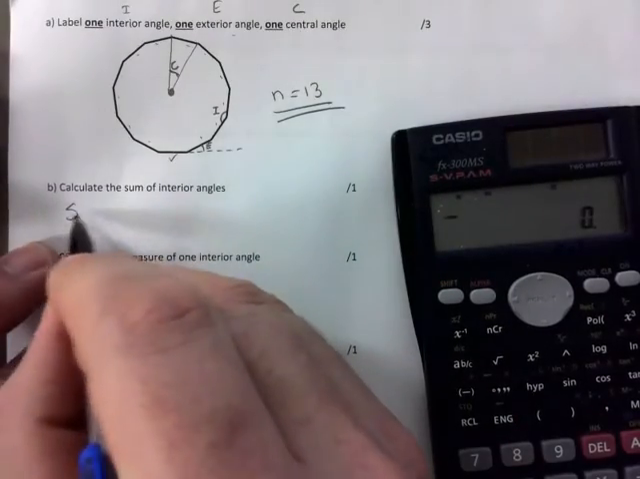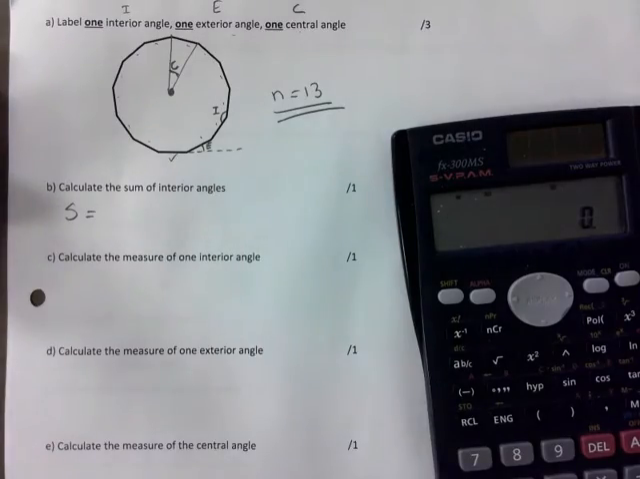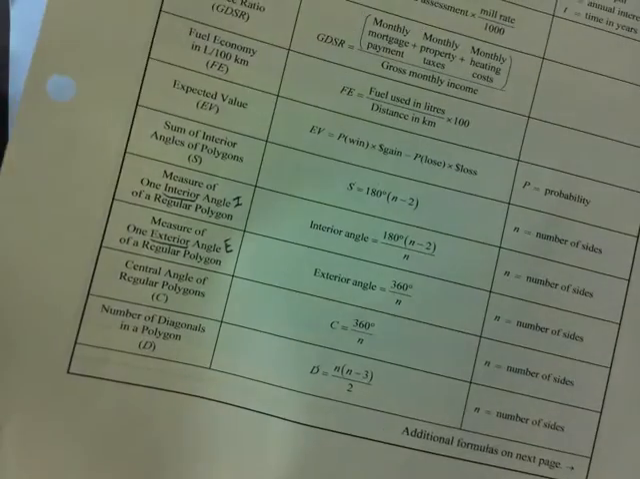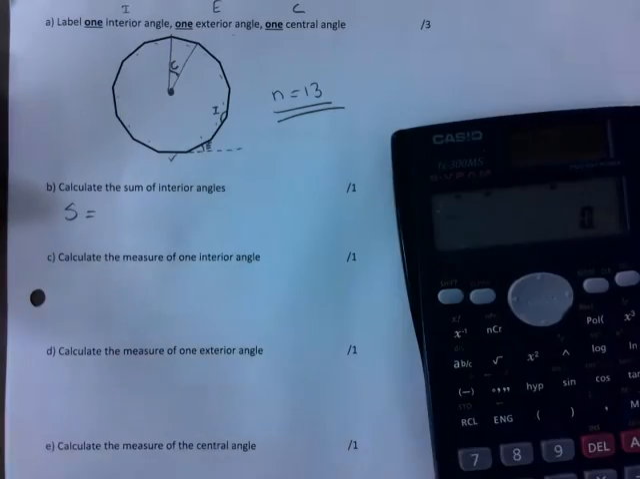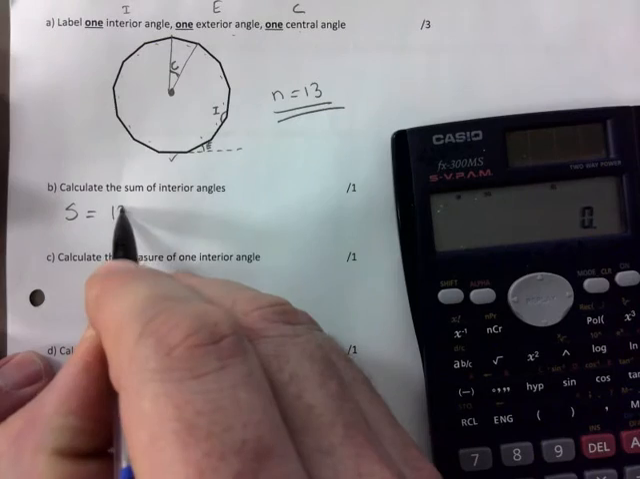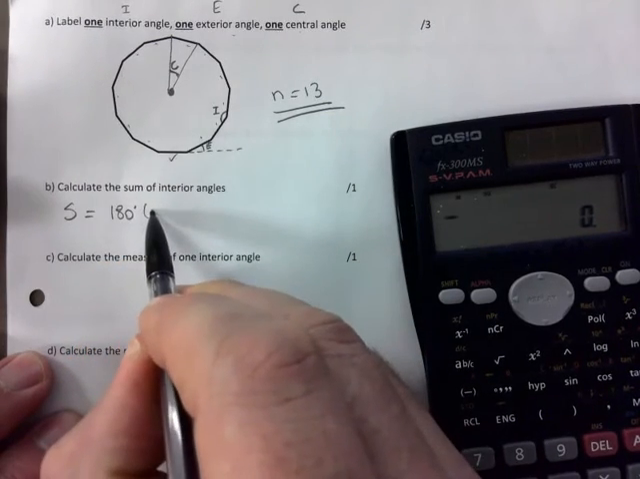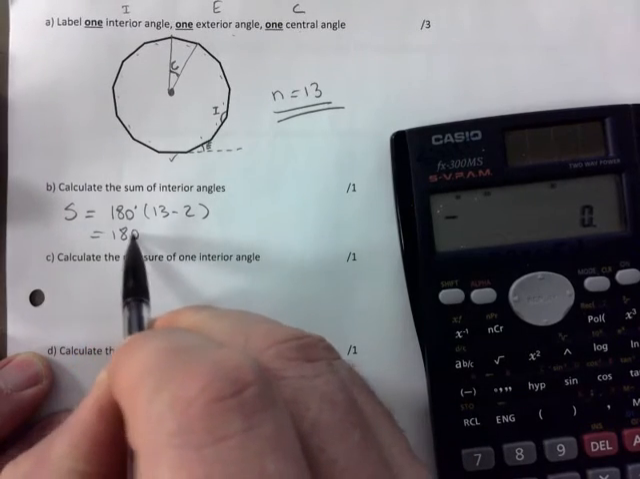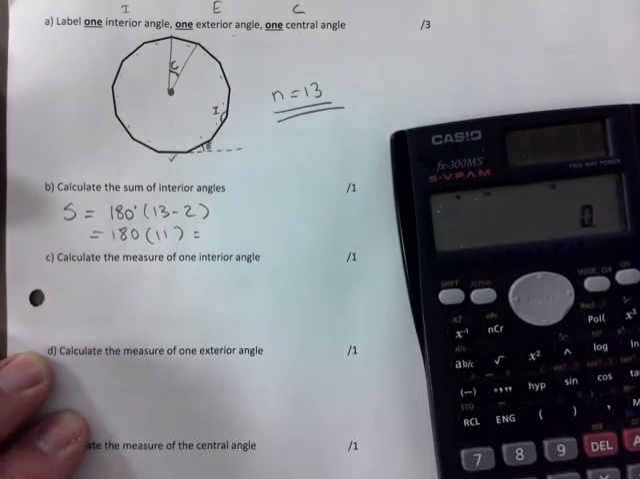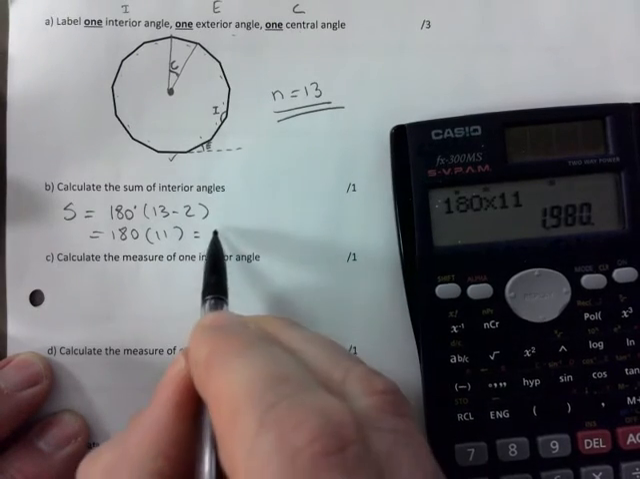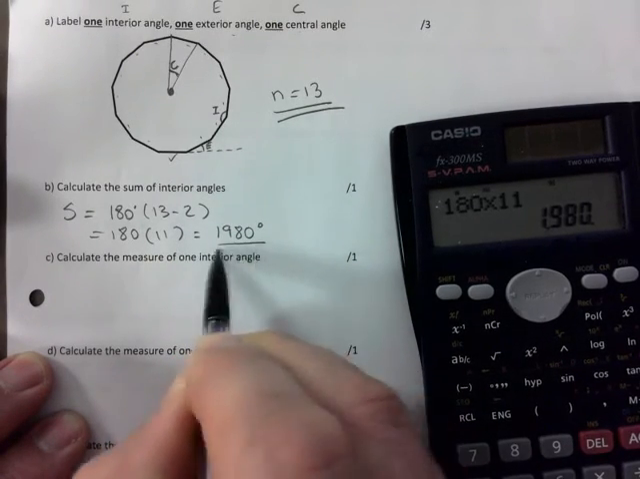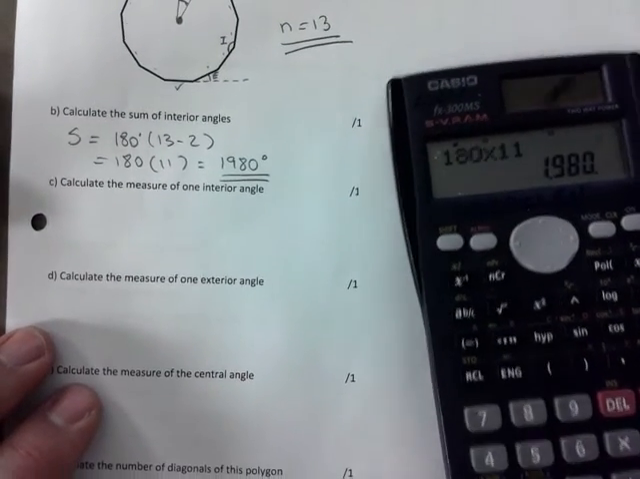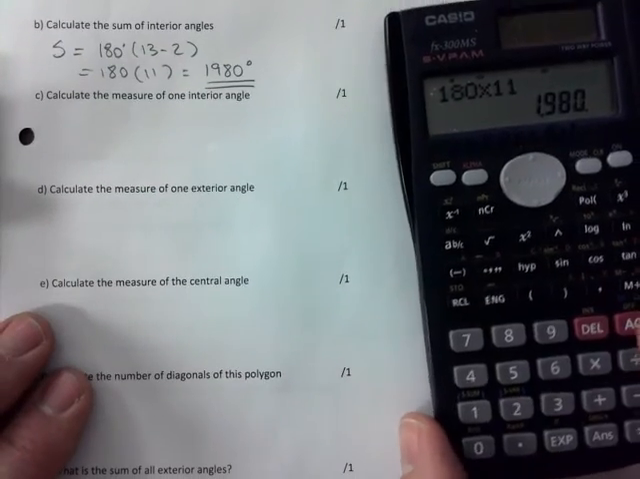So sum of interior angles, you go to your formula sheet. It can't be any clearer than that. Your formula sheet actually has 180 times n minus 2. It has it like this, no big deal, 180 times 11, that's 1980. So 1 mark for that. Make sure you remember degrees. Every answer when you use these formulas is in degrees.